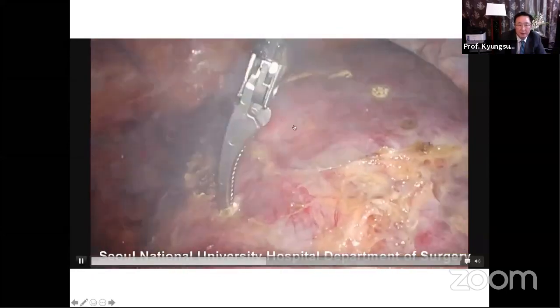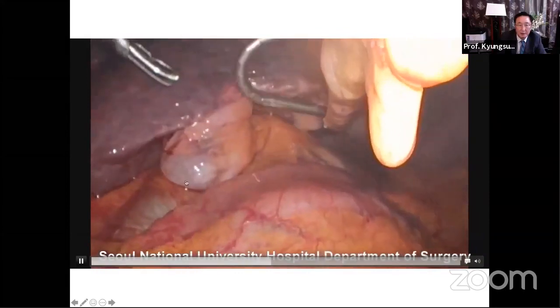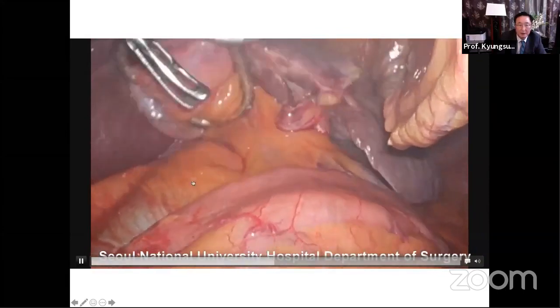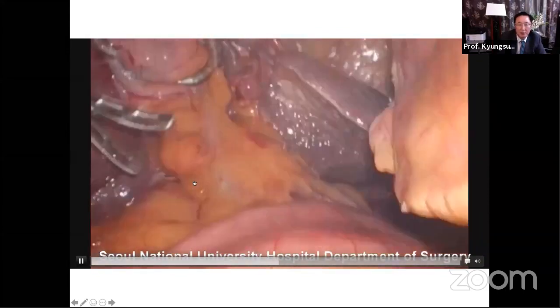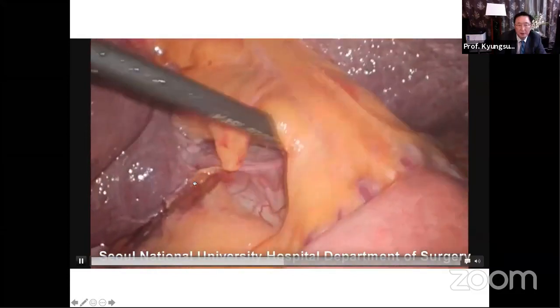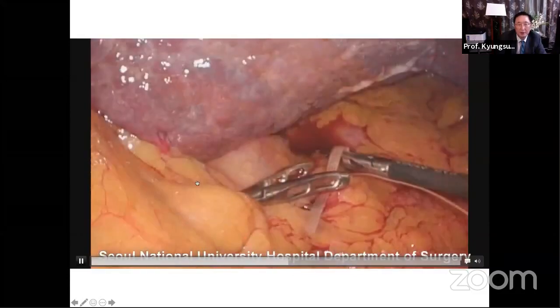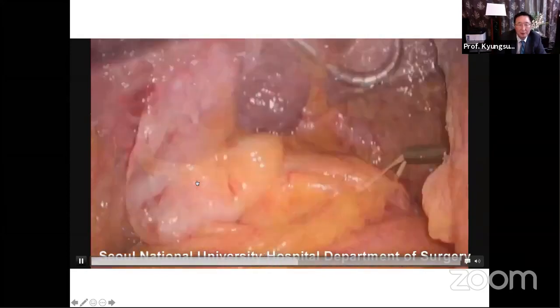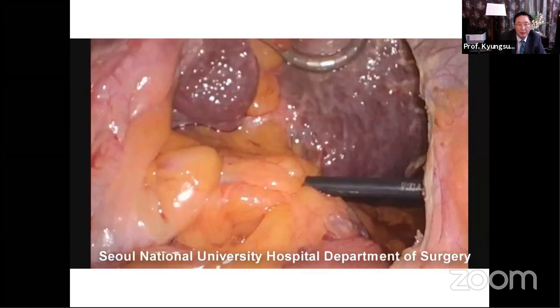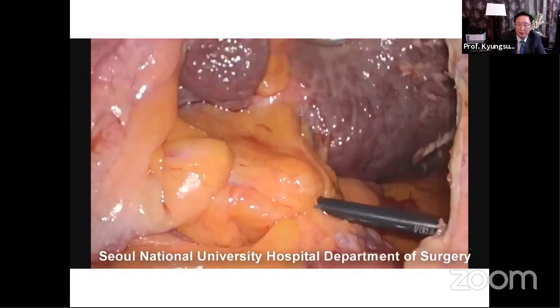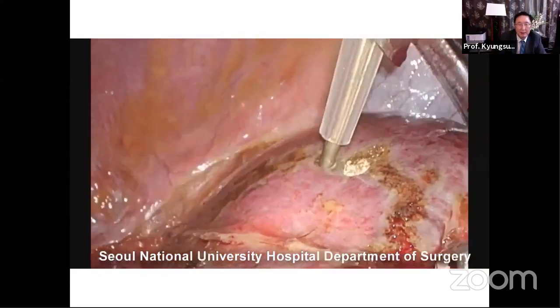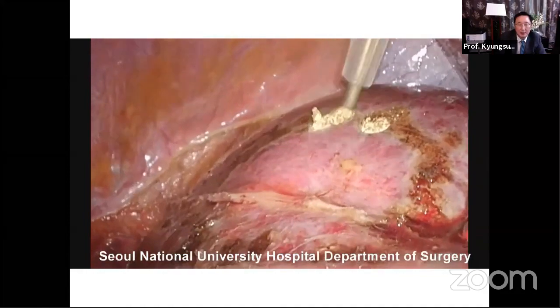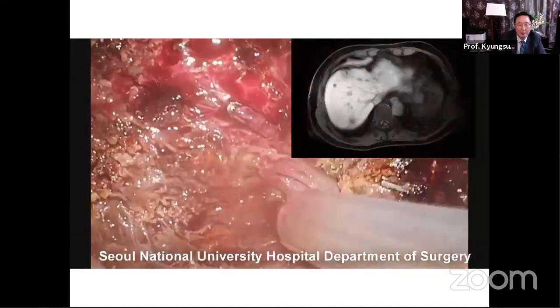Maybe this is the tumor and the tumor margins like that, and then we apply some inflow occlusion for the liver resection, just temporary occlusion of the hilum. We can temporarily occlude the hepatic artery and portal vein for a while. We usually use 15 minutes of occlusion, and then with the CUSA we can remove.